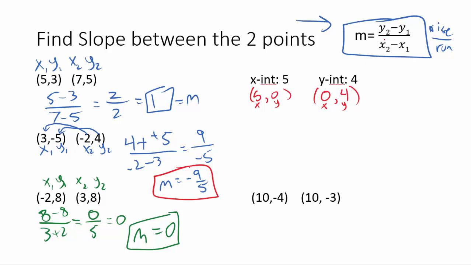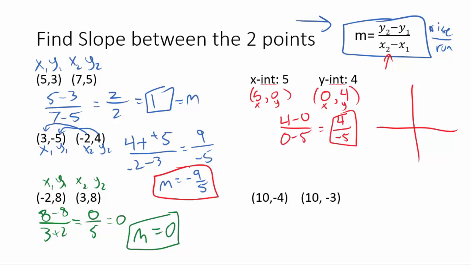Now from here we can just use our y2 minus y1 formula up here. I'm going to subtract the y's, that'll give me 4 minus 0 on top, and on the bottom, we'll get 0 minus 5, which is going to be 4 over negative 5, okay, which will be a slope of negative 4/5.